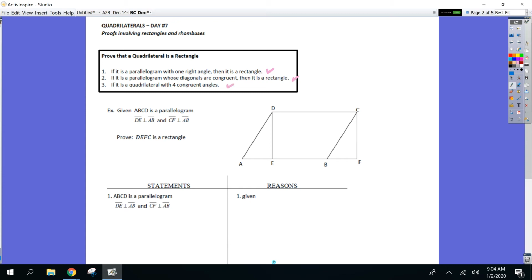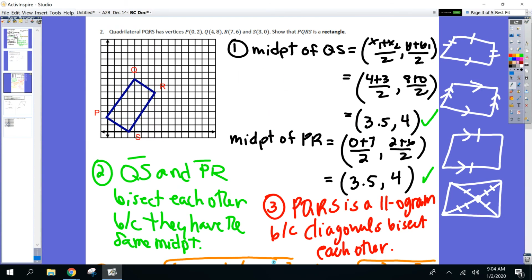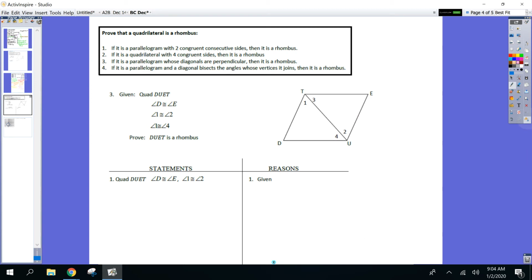All right, everyone see the difference between these. When you get to the graphing ones, you can do whatever way you feel comfortable. Everyone see that. But once you get to statements and reasons, which we'll do for the rhombus right now, there's only one way and that's it. Okay, everybody good there? We all set? Okay, all good. All right, let's go to the rhombus now.